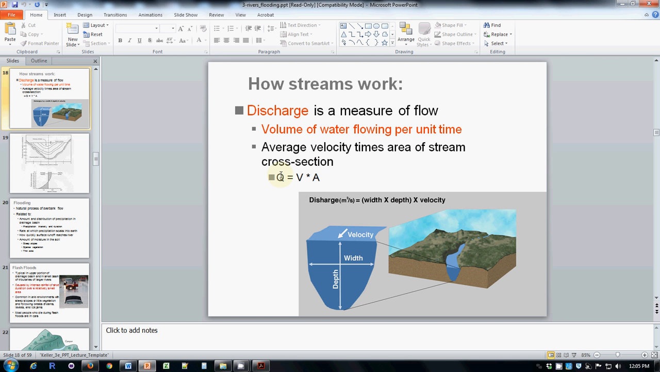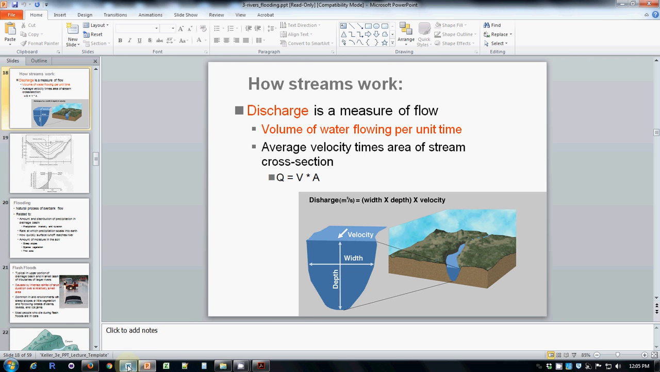And that is how it's a geometric relationship, and that's how we actually, in reality, measure the flow rate or discharge in a stream: by measuring the depth, or a variety of depths, and finding the average, finding the width, measuring the velocity, and multiplying together.